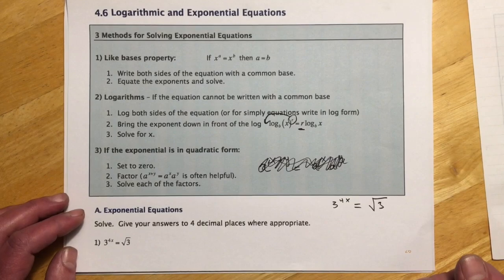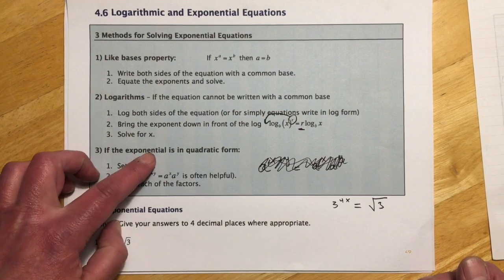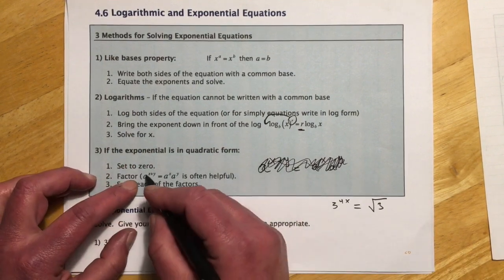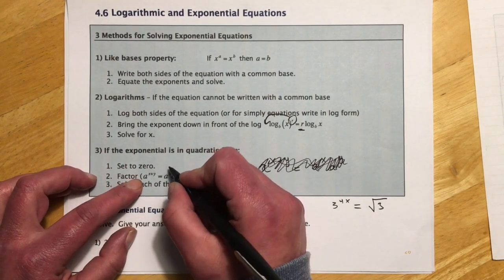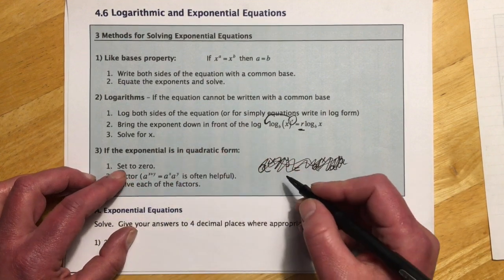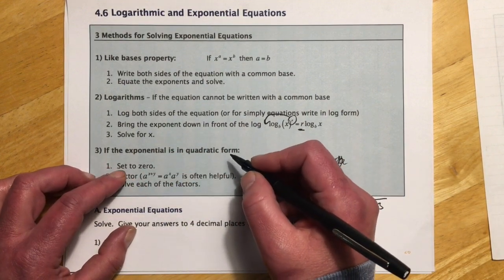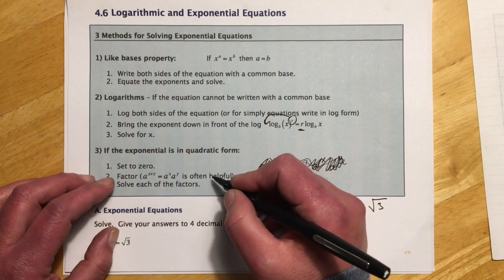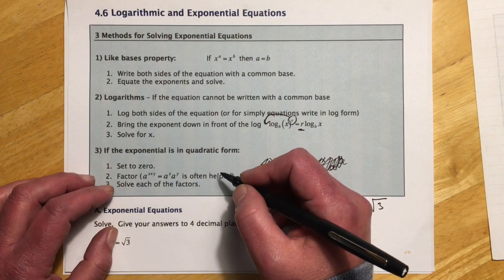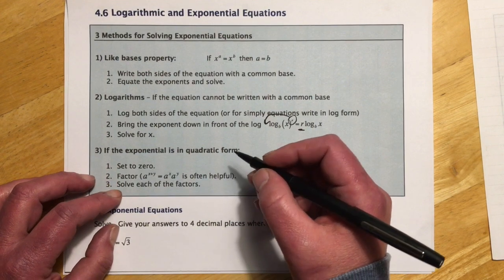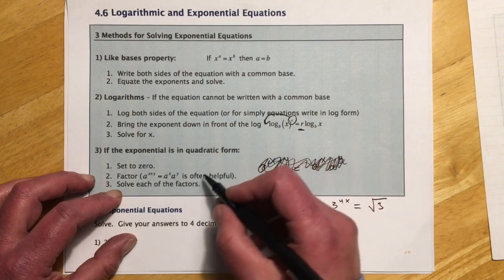So the third form of exponentials is when they're in a quadratic form. And I notice I actually have a typo here. We'll go through the steps. So if it is in the form of quadratic, we're going to get it set to 0. We're going to factor it, and I'll show you a little trick with that. And then we're going to solve each of the factors. So very much like solving a regular quadratic.